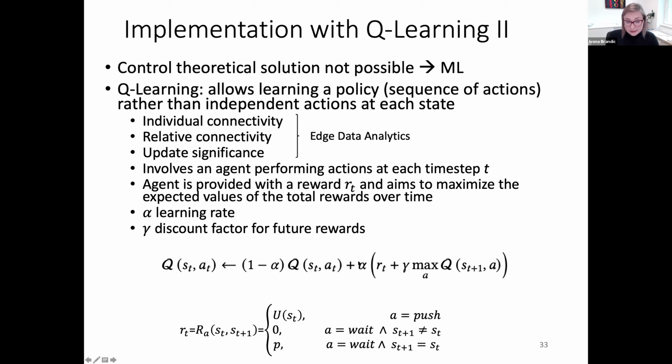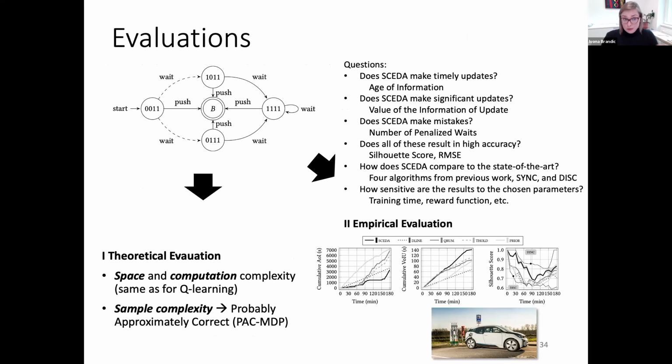The question is, how can we evaluate the solution that we are proposing here? There are 2 ways. Both ways have advantages and disadvantages. We can say much theoretically about the solution because we use Q-learning, and we can say much about space and computation complexity. We can even say much about sample complexity, and sample complexity means how probable it is that we are able to learn the right policy. And in Q-learning, we can say that we are able to learn the right policy bound to a certain error rate, right? So this is something we can say. But then there are a number of questions that we cannot answer theoretically. So does SCADA, which is staleness control for edge data analytics, this is our abbreviation, does it make timely updates? Does it make significant updates? Does it make mistakes?